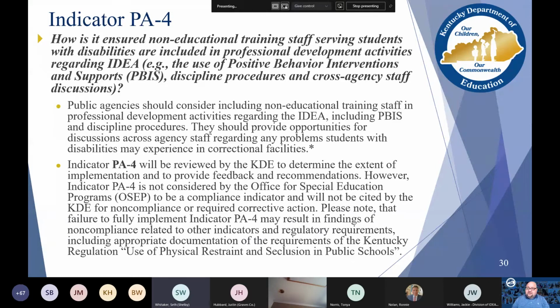If you help with the special education kid, you're considered school personnel through the memorandum of understanding and the memorandum of agreement. You're still responsible. If you're in a DJJ facility, you should be receiving the same training as somebody in a local school district. If you're providing instructional assistance to a kid, you're still supposed to receive that training. So even though indicator PA4 is going to be reviewed by the department, it's not considered by OSEP to be a compliance indicator. We still have to monitor it though.